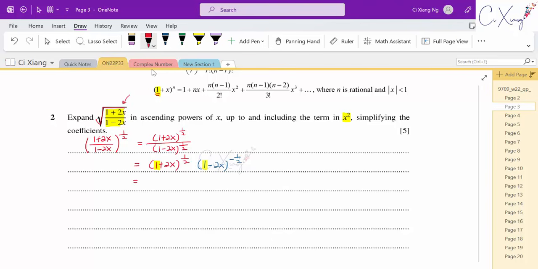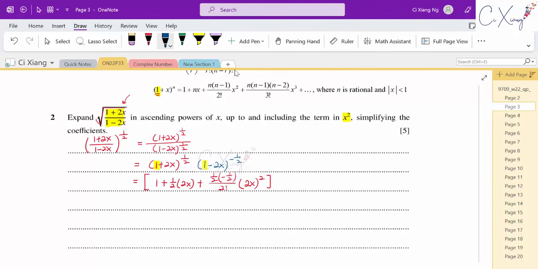So for the red color bracket, the first term is 1, plus nx, where n is half and the x is 2x. And then after that, n minus 1, which is negative half, divided by 2 factorial. Then we are having x squared. So our x is 2x basically, so I'm having 2x squared. For this question, the request is until the term in x power 2. Therefore, you can stop here because if we square this term, later we have x power 2. If we continue further, we have x power 3, which is not needed in our answer.